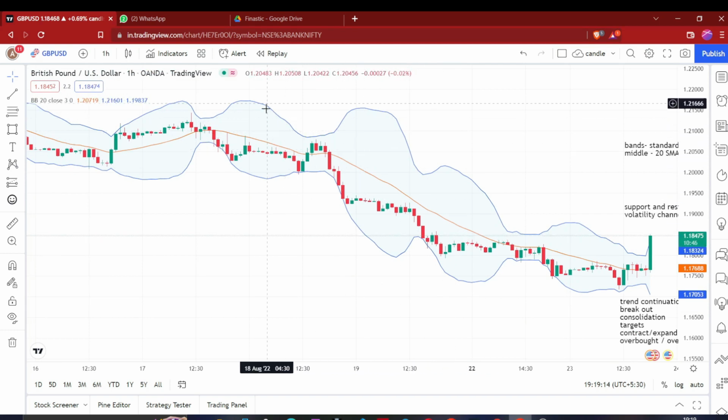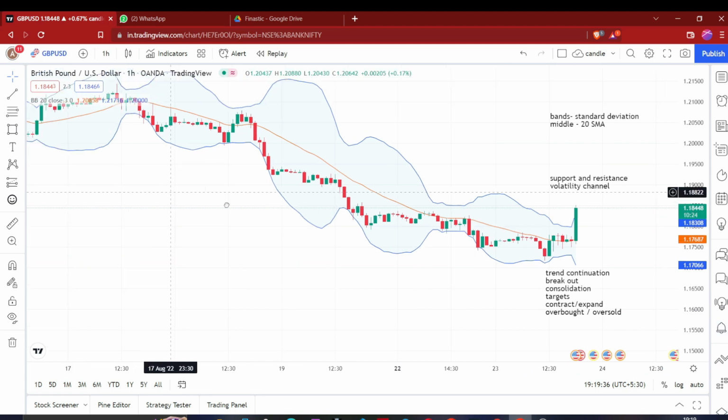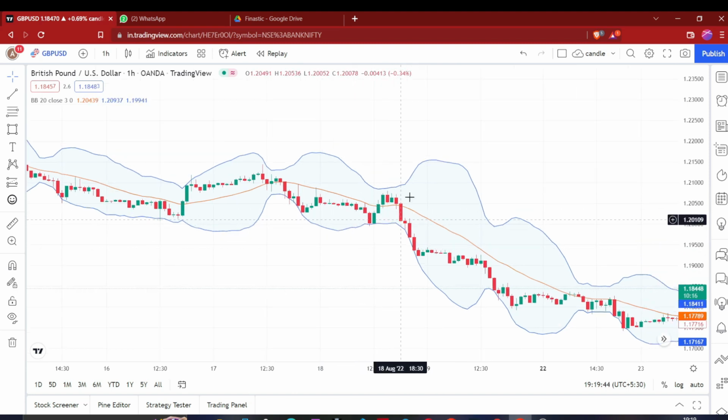Whenever the bands are coming together, this is what we call contraction. It implies that the volatility is decreasing. And whenever the bands expand or move away from each other, this means that the volatility is increasing. One more way is using these zones as overbought and oversold. The bottom zone is called the oversold zone and they will look for buys at this point, and the top zone is called overbought. So people will look for sells at this point.